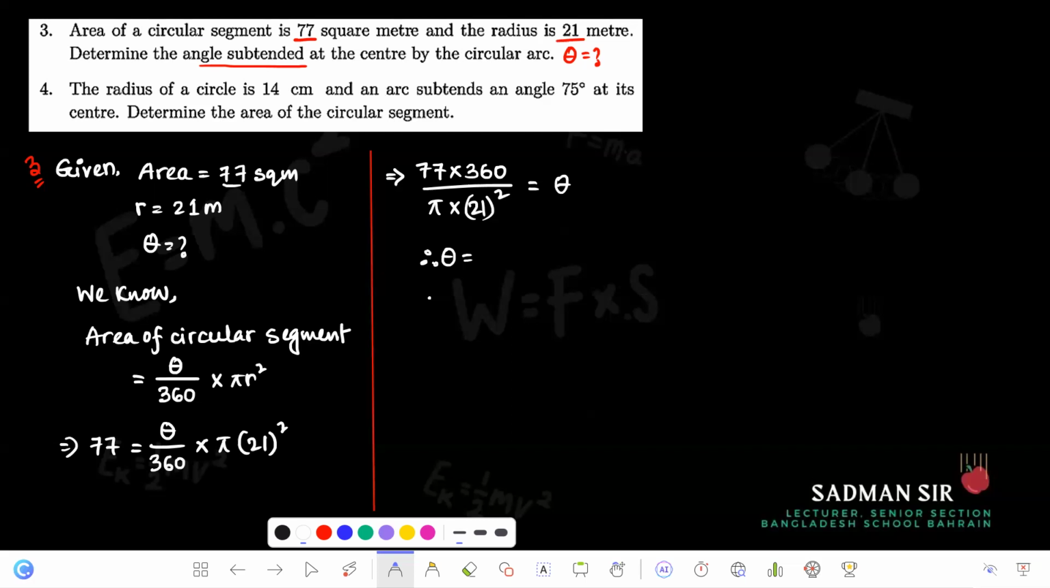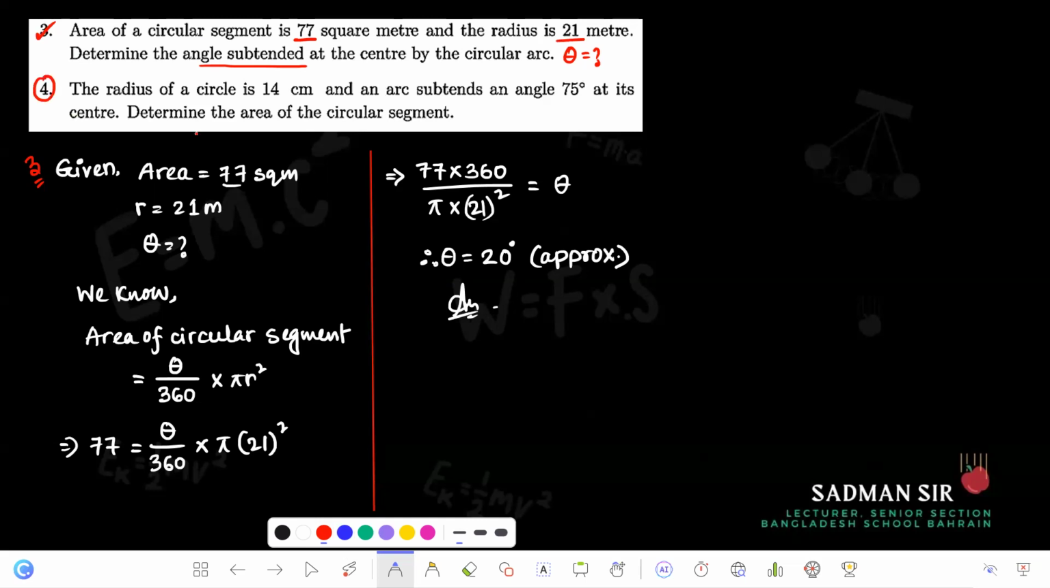20. Okay, so is the answer correct? Did you check at the back of your textbook? 16.3, this is question number 3. Yes, 20.008 is there. Or we can write 20 degree approx. No problem. Inshallah, it will be correct. Okay, so question number 3 done.